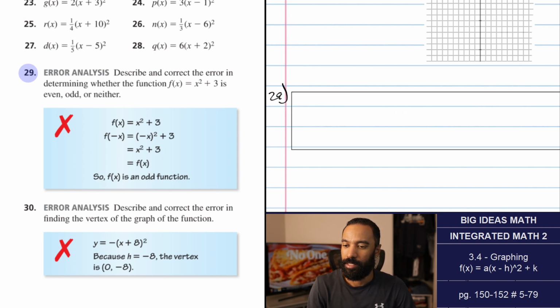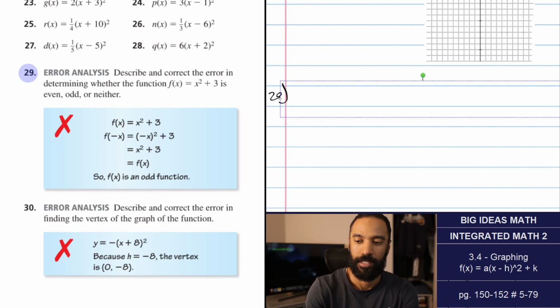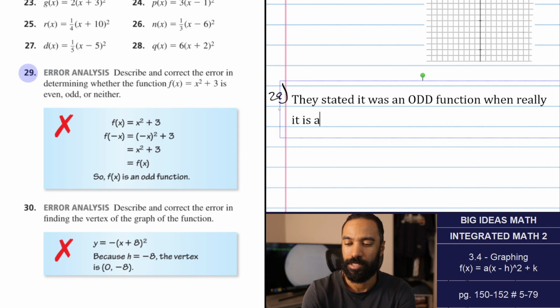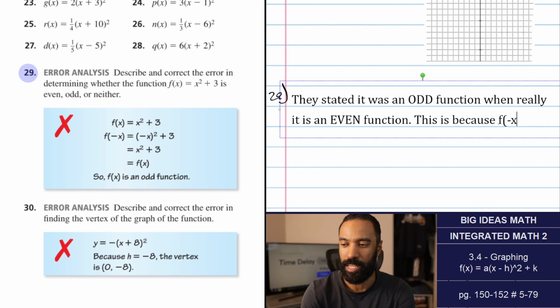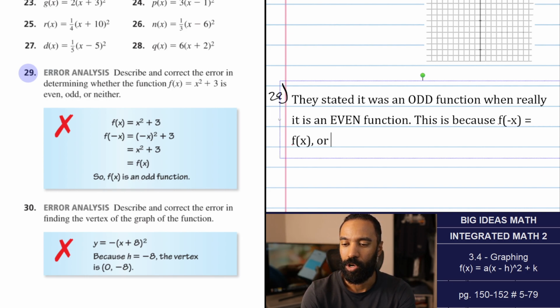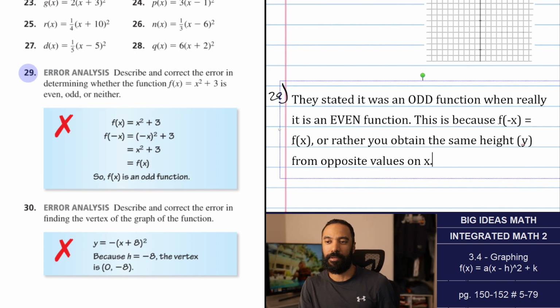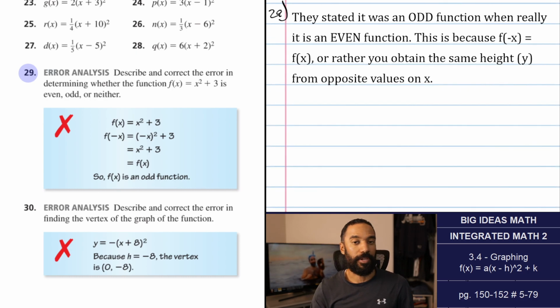They stated it was an odd function when really it is an even. Now the mathy reason is just this, that f of negative x equals f of x, or rather you obtain the same height from opposite. Now this is all in the domain. So there's kind of a long-winded explanation of what that thing is.